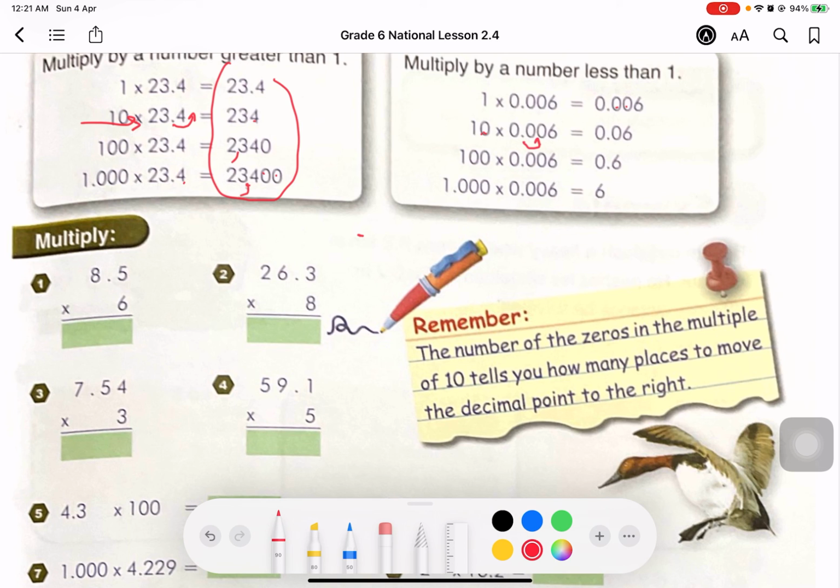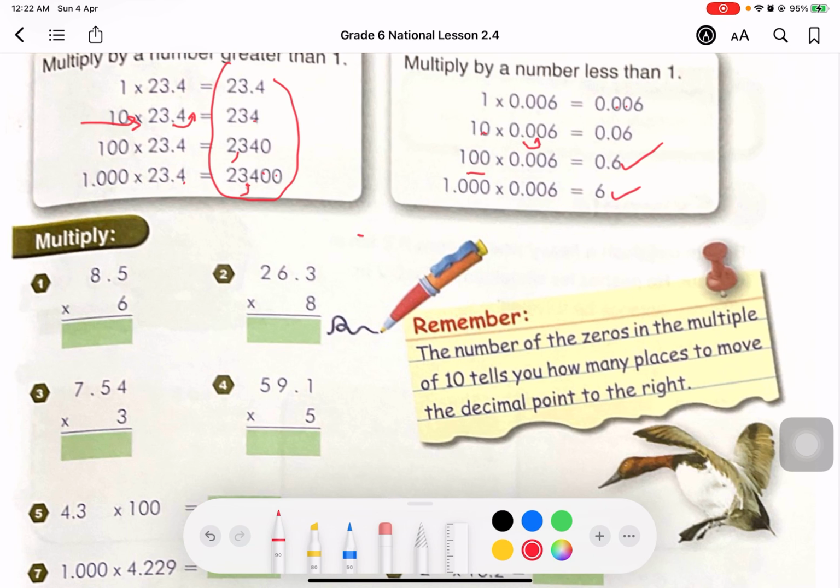So what will your number be? My number will be 0.06. Now if I'm multiplying by 100, my decimal will move 2 places, so only 6 tens will be. Okay, here 3 steps, only 3 steps, so your number will be what? 6 whole.